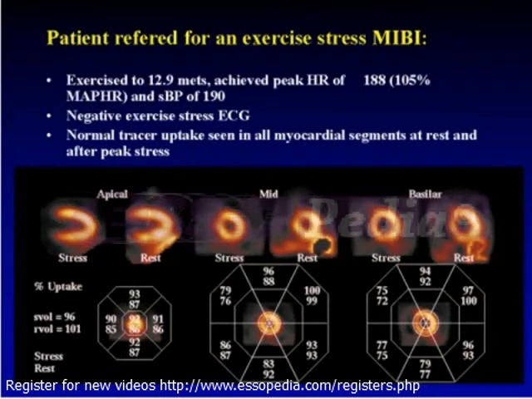She exercised to 12.9 METs, achieved a peak heart rate of 188, which was 105% of her maximal age-predicted heart rate, and a systolic blood pressure of 190 millimeters of mercury. Her exercise stress electrocardiogram was negative for ischemia, and as demonstrated in this slide, normal tracer uptake was seen in all myocardial segments, both at rest and at peak stress. We were therefore able to completely exclude any significant obstructive CAD in this patient.